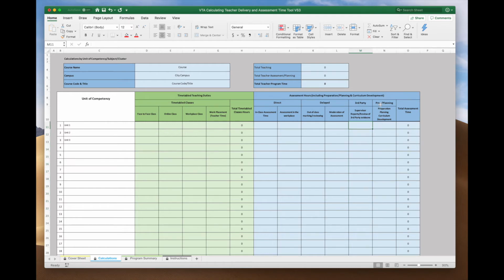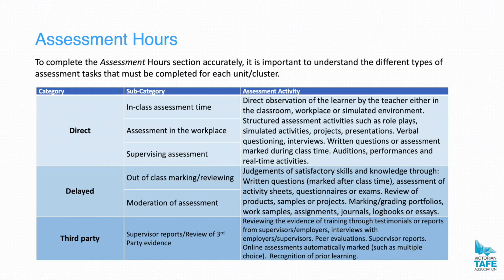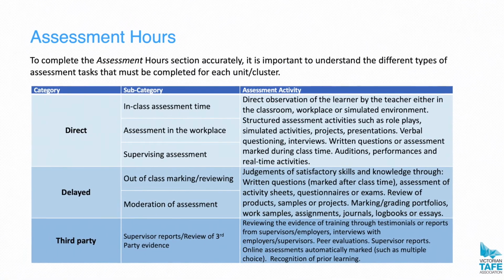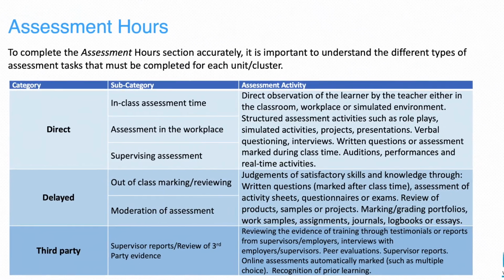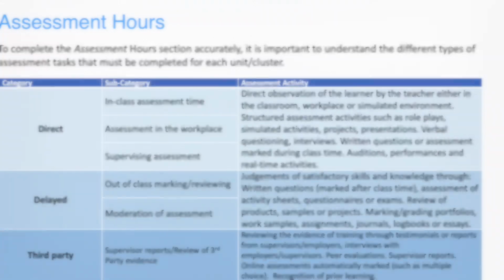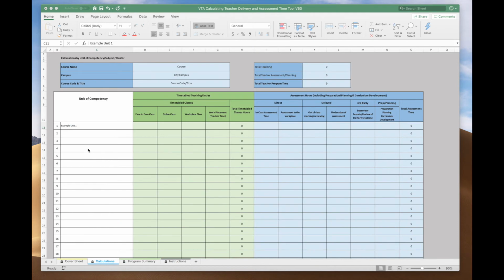There is also a final column which will allow you to list the number of hours that are estimated to be allocated to the preparation, planning and curriculum development. This can be for each unit of competency or cluster, or you can aggregate it for the whole course. The table on the screen now is provided in the user guide and will assist in differentiating between the assessment types. I'll now go through an example of how the calculation sheet works.